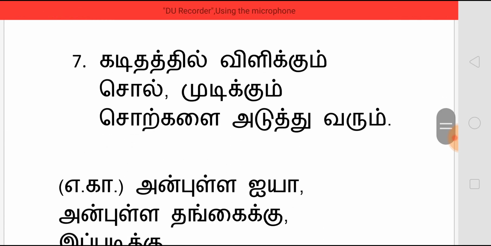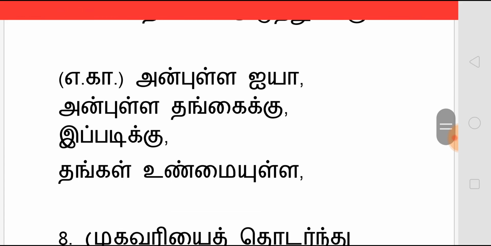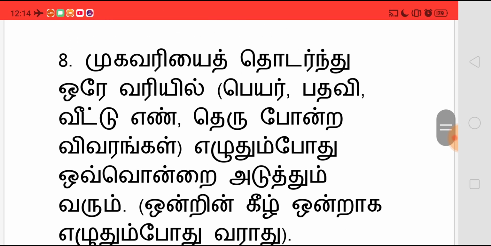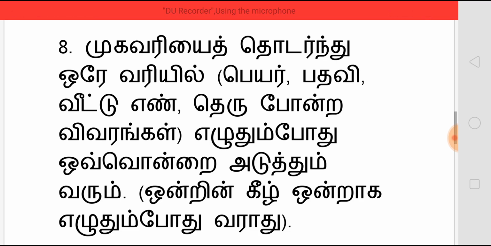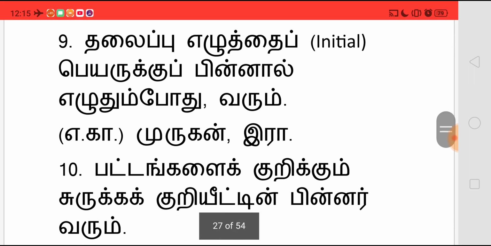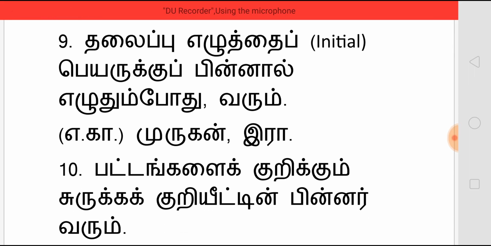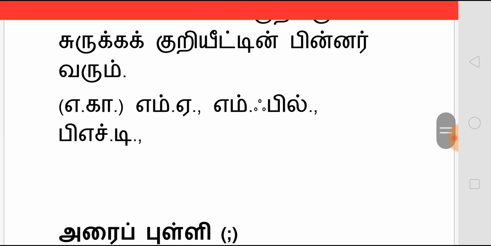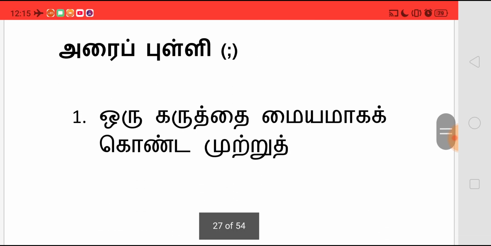And in a letter we use it for from and for to. We use it like அன்புள்ள ஐயா, அன்புள்ள தங்கைக்கு, இப்படிக்கு, தங்கள் உண்மையுள்ள. And when we are writing an address in the same line, we use it in between பெயர், பதவி, ஊர், தெரு and all this information. But when you are writing it one after another, we will not use it. And when you are writing your initial at the back of the name, we use it like Murugan Ira. And when we are mentioning our degrees, when we have more than one degree, it will come after each degree like MA, MPhil, PhD.